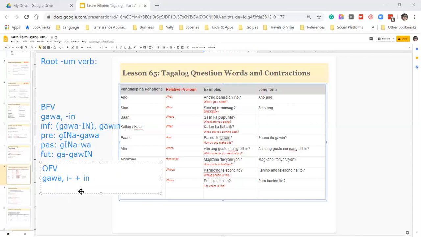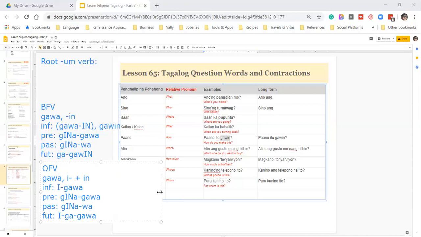How is this? So infinitive is igawa. Present is similar with the BFV, ginagawa. Most of them always look similar in the present. Then ginawa, and the future is igagawa. Igawa, future, igagawa. Okay, so when do we use this, or how?